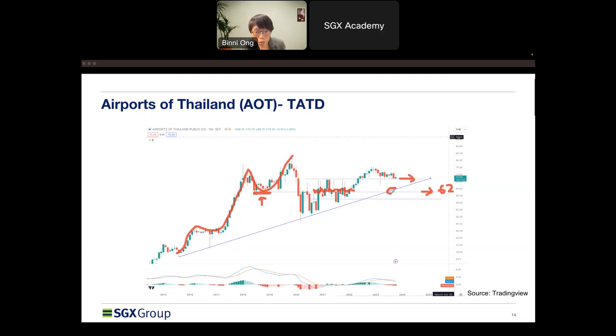And this 62 also converges with this upsloping trend line. So technically, when we have a horizontal level that converges with some other technical level, we view it as a very, very strong level. So around 62 would be the second level of support for AOT.